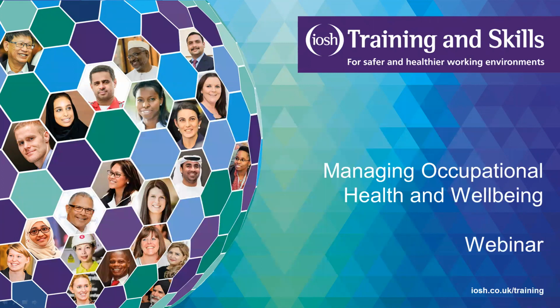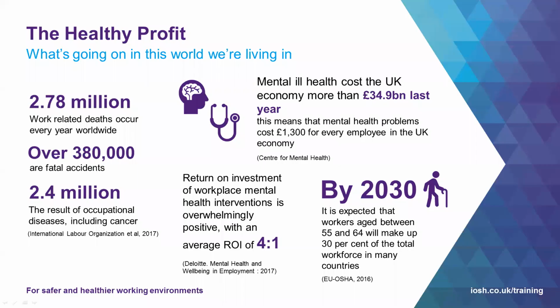So what I think we'll probably do first is start off with a few stats. If we take a look at the environment we're living in at the moment, as you can see from this slide, we've got 2.78 million work-related deaths occurring every year worldwide. Out of that 2.78 million, actually only 380,000 of those are fatal accidents. The rest, 2.4 million, are a result of occupational diseases, including cancer.